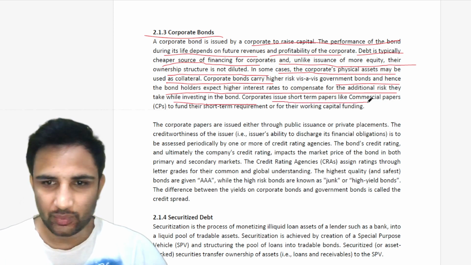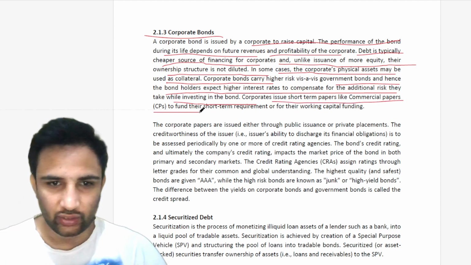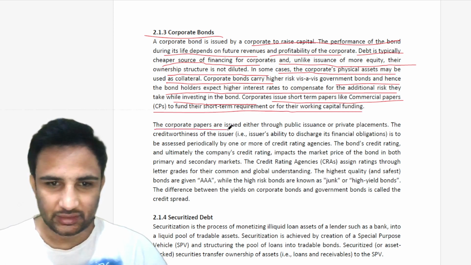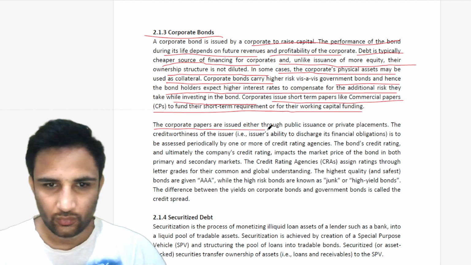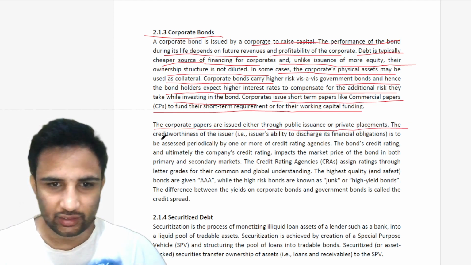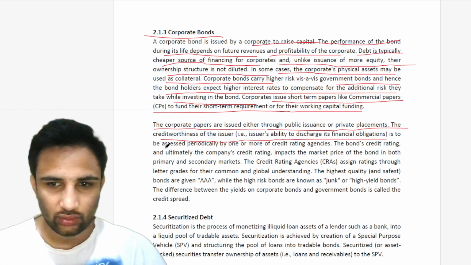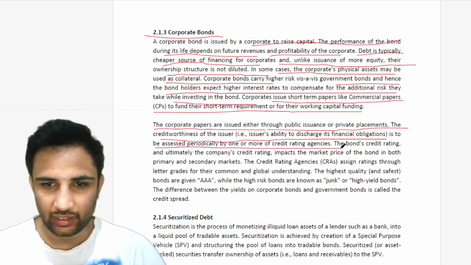Corporates issue short-term papers like commercial papers (CPs) to fund their short-term requirement or for their working capital funding. The corporate papers are issued either through public issuance or private placements. The creditworthiness of the issuer, that is, the issuer's ability to discharge its financial obligations, is to be assessed periodically by one or more credit rating agencies.